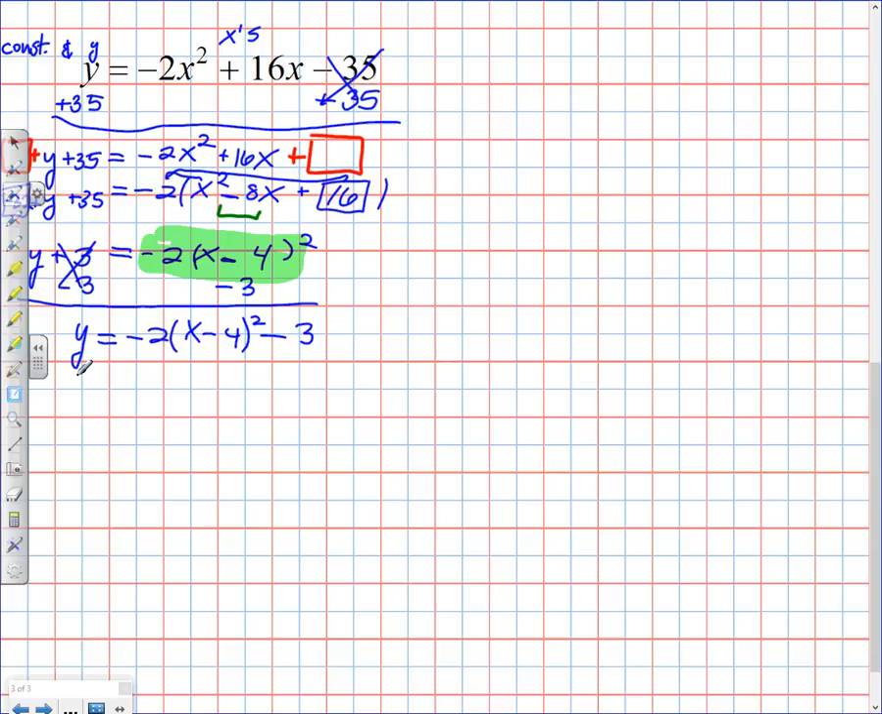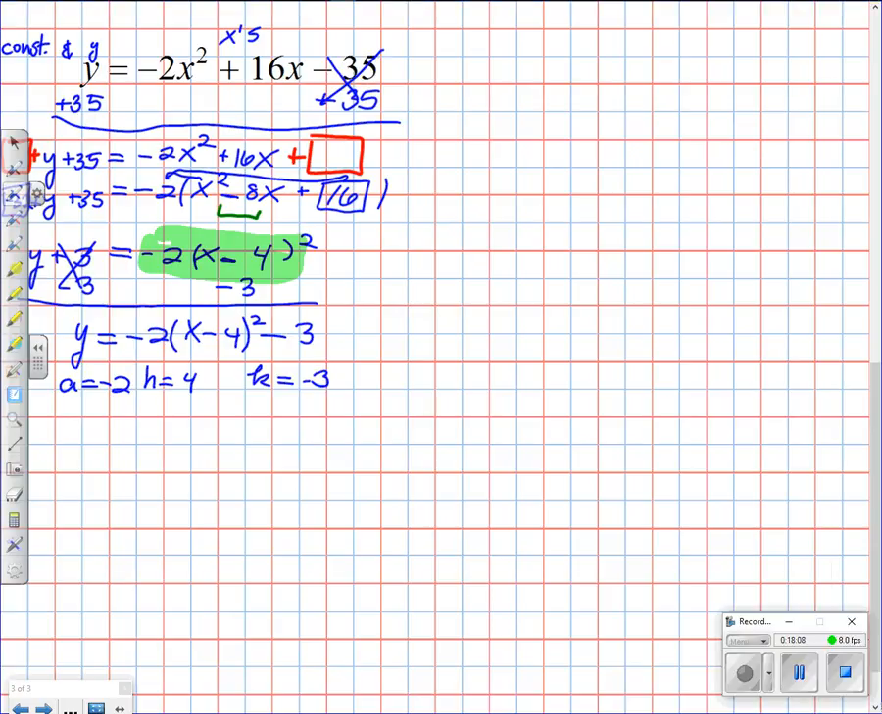So once you're here, find the a value, find the h value, and find the k value. A is negative 2, h is 4, and k is negative 3. Remember, if you're not sure how I'm getting these numbers, check out my other video. Okay, so now let's do the transformation.